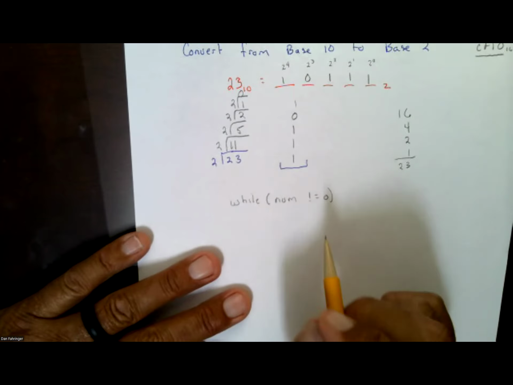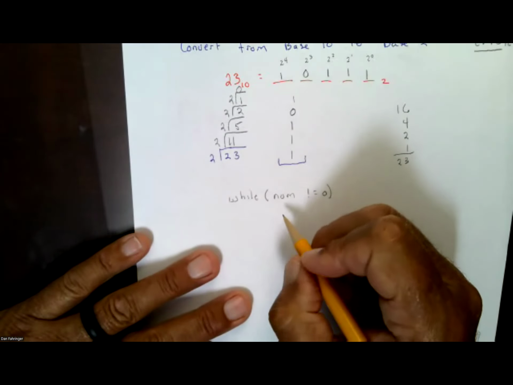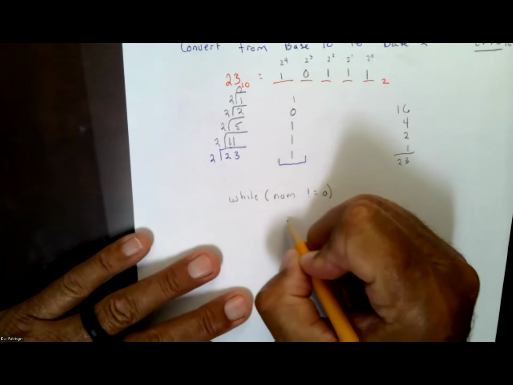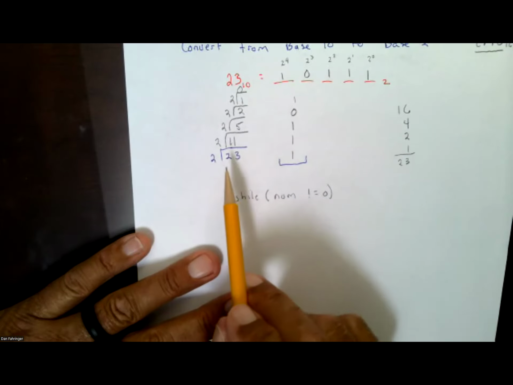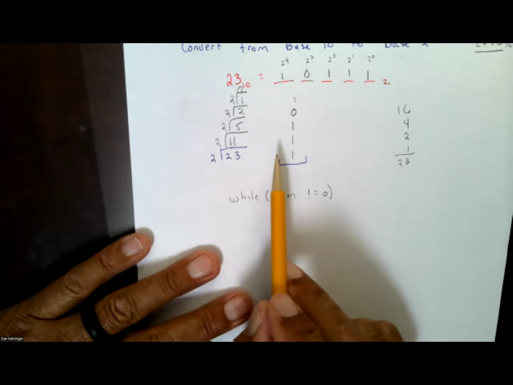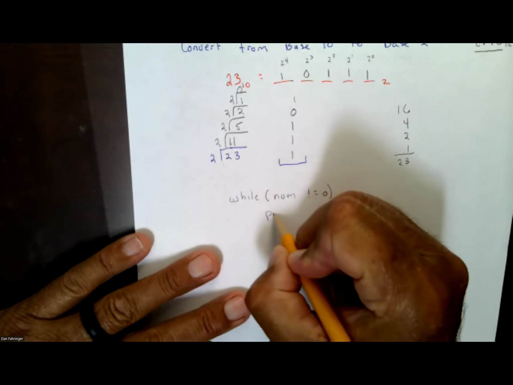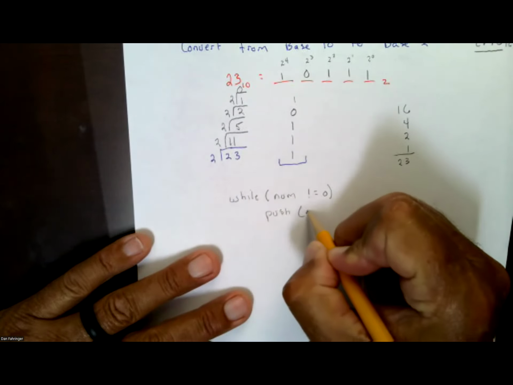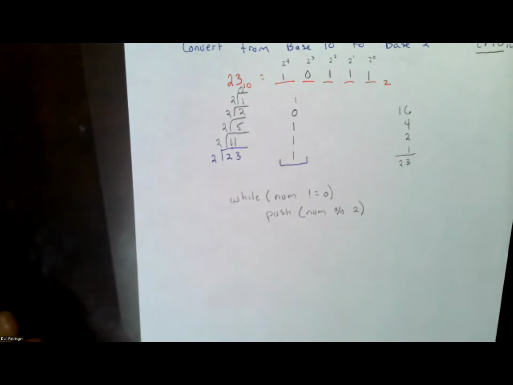Isn't it needed to do num mod 2? Is that it? I don't know. Okay, so what am I doing with num mod 2? Getting the remainder. And where am I putting that remainder? Into a stack. Yeah, so could I even just do this? Push num mod 2. That pushes the 1 on my stack.